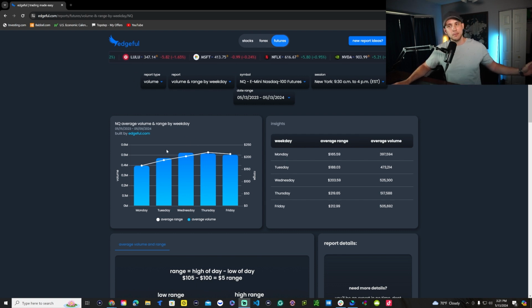Now you can use this in many different ways. You can have several different strategies. I'm not going to go over all of those. I'm not going to deep dive into that. But I am going to go over a few of these data points that I use personally that have helped me tremendously in my trading.